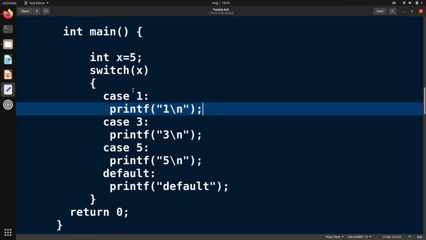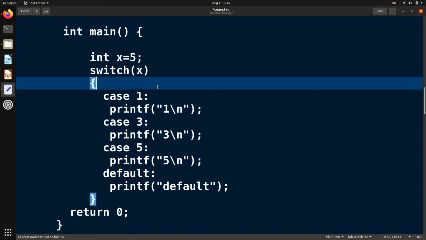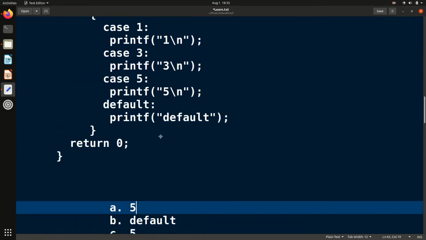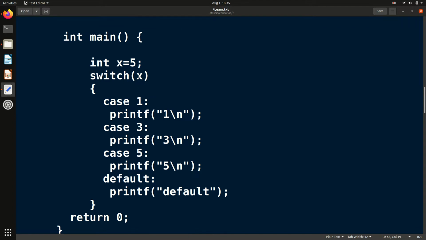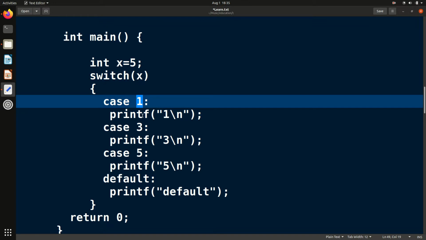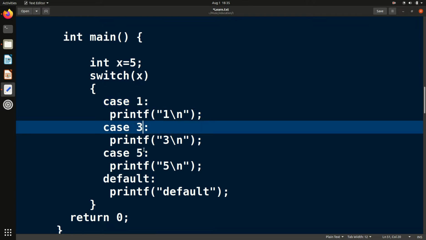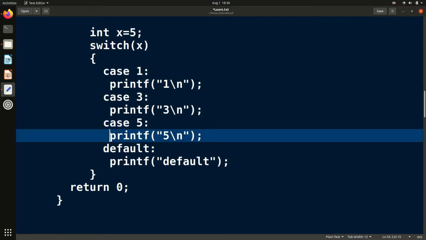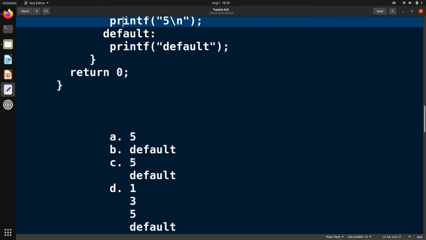Okay, but there is some twist. Now many of you might be thinking that the solution will be 5, this one, but this is wrong. Why, we will discuss. So switch x, so x is 5, it means here it will be 5. So we have to see which case is matching with 5. So this is 1, so it is not equal. This is 3, so it will not match. This is 5, so it matches. Now the moment it matches, it will print 5. So 5 will be printed.